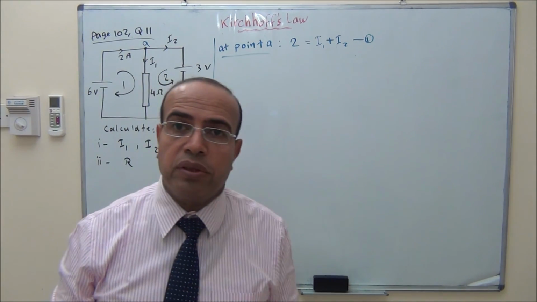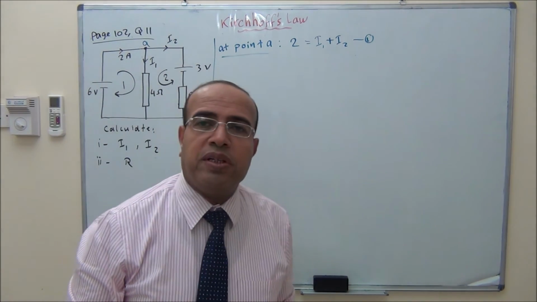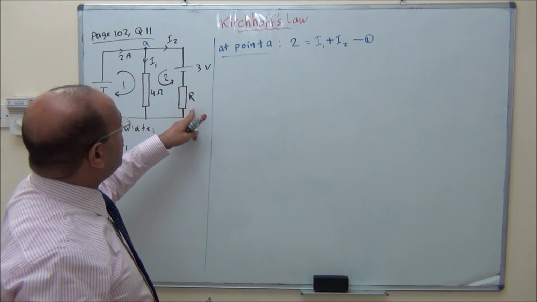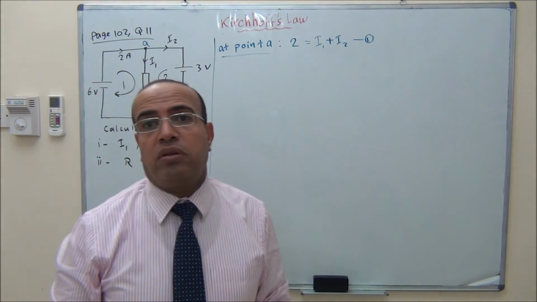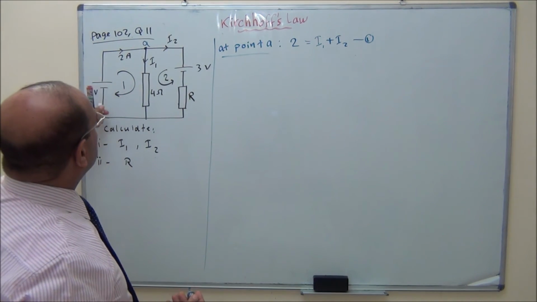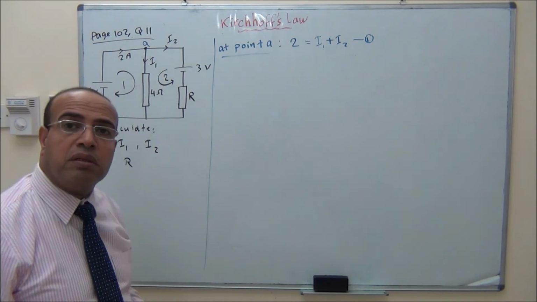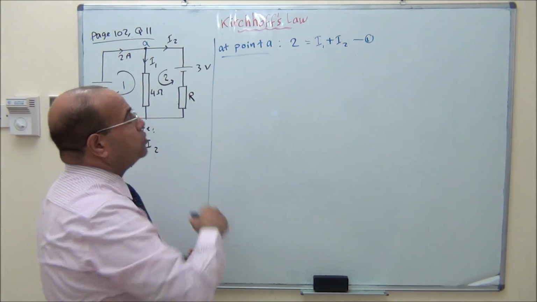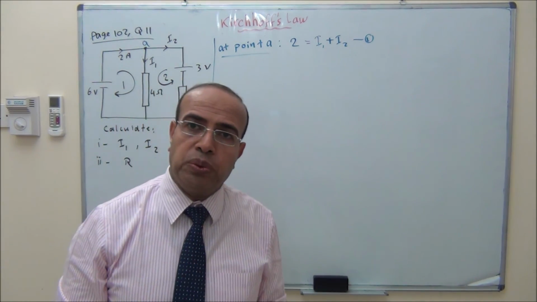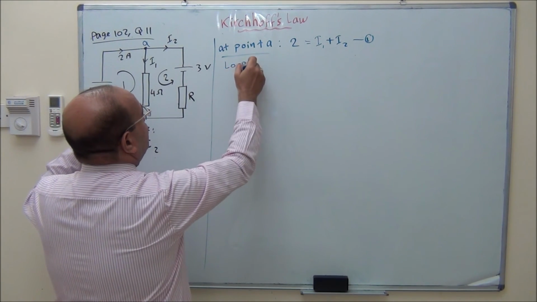We need another equation. So we use loop 1 or loop 2. Which one is better? In loop 2 we have an unknown R, so we can't solve it. So we use loop 1 because the only unknown there is I1. If we use loop 2, we will get 2 unknowns. So to get an easier solution, we use loop 1.